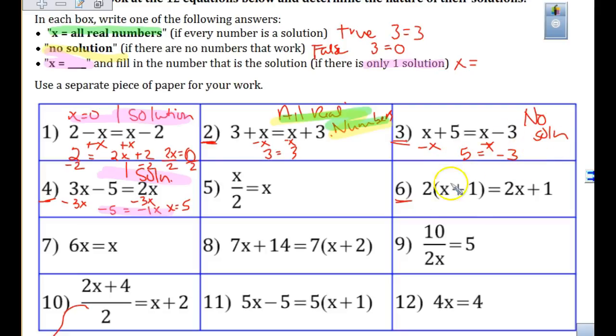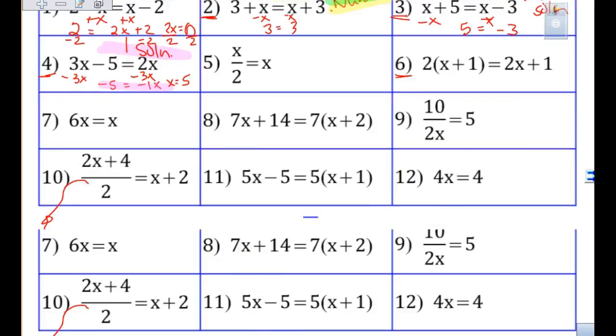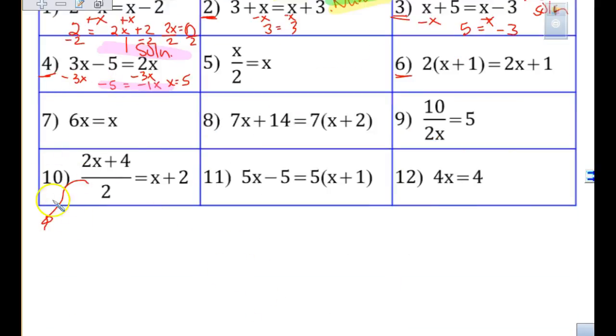For number 5, would it make a difference if you subtracted 2x instead of 3x? Would you get a different answer? No. You could have subtracted 2x. If you would have subtracted 2x, in problem 4 you would have had 1x minus 5 equals 0. Then you would have had to add 5 to both sides to solve it, and then x equals 5. So you still get the same answer, one solution.